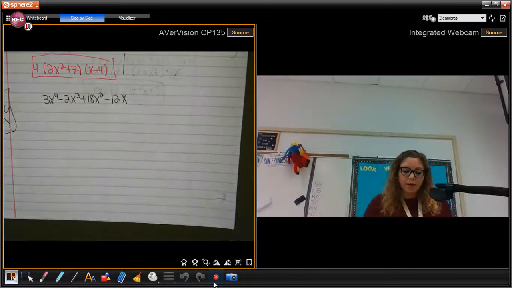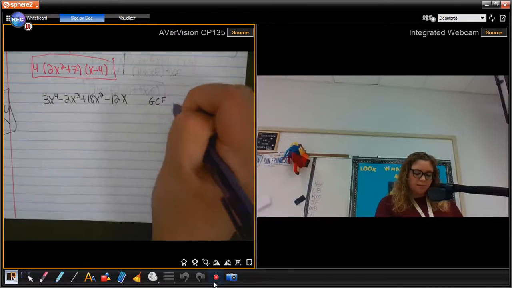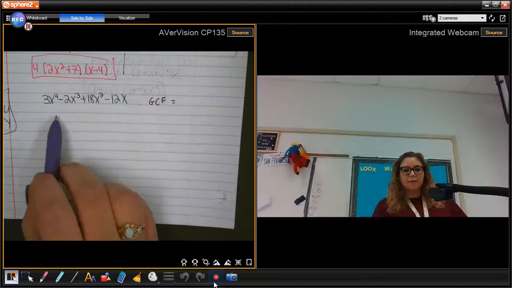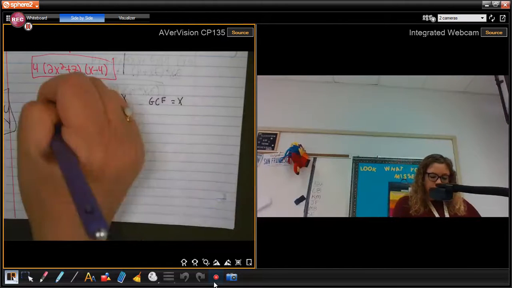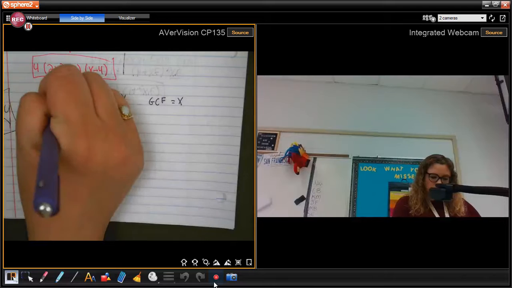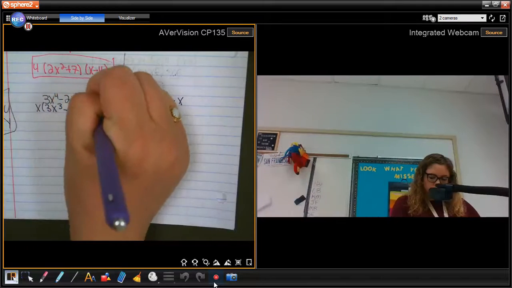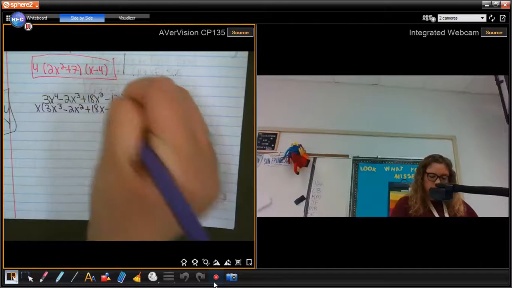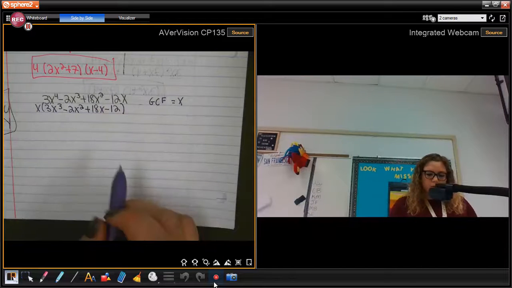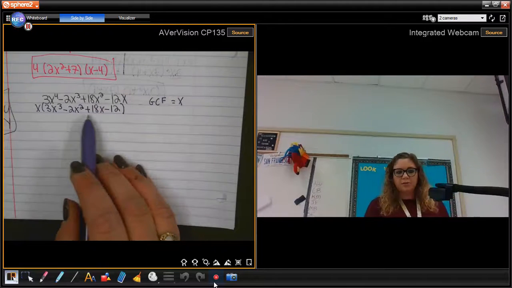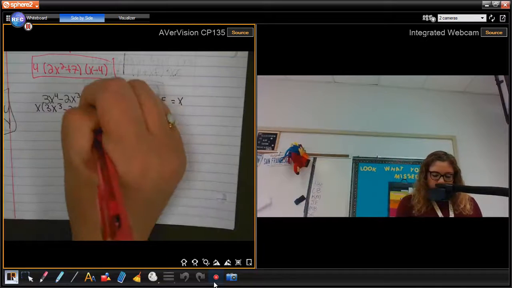Okay, welcome back. Okay, so this one, my GCF, I don't necessarily have a number, but I do have a variable. They all have at least an x. So I'm going to factor out an x. So now, is this in the form where I can factor? No, so I'm going to have to factor by grouping of what's inside the parentheses.